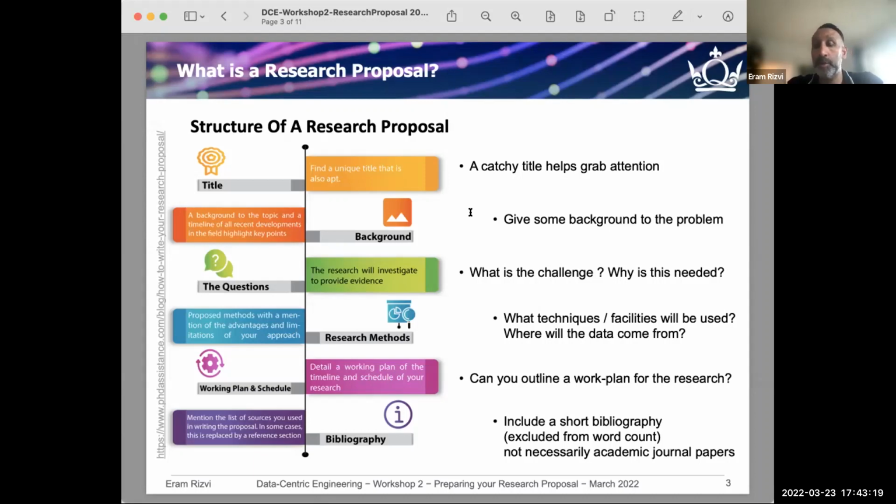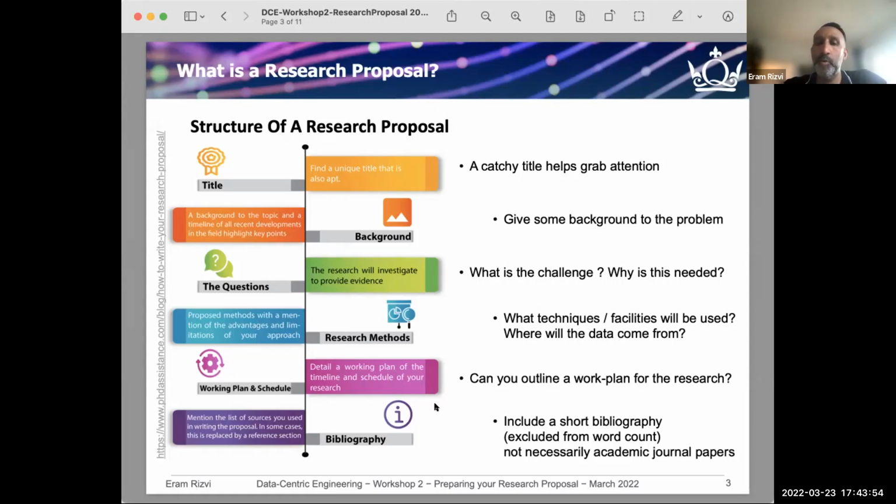Does it require large computing resources? Do you need access to data sets which you don't have at the moment? Do you need advanced statistical skills in order to be able to analyze some of these large data sets? Do you need access to a large electron microscope in order to study the structure of some material? So all of these things you should try and identify and explain in your research method or methodology part of the proposal.